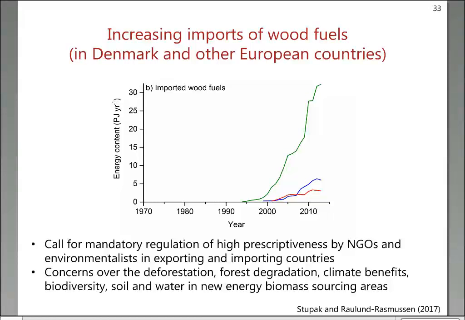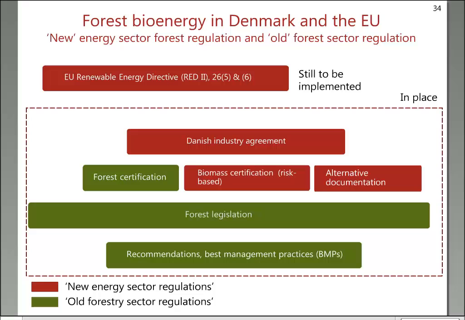Another issue that has emerged is the import in some countries of wood fuels. Denmark is one example, the UK, Netherlands, and Belgium are other examples, and Italy, of these imports. And this has also created a new market situation, and it created a new need for governance as well.